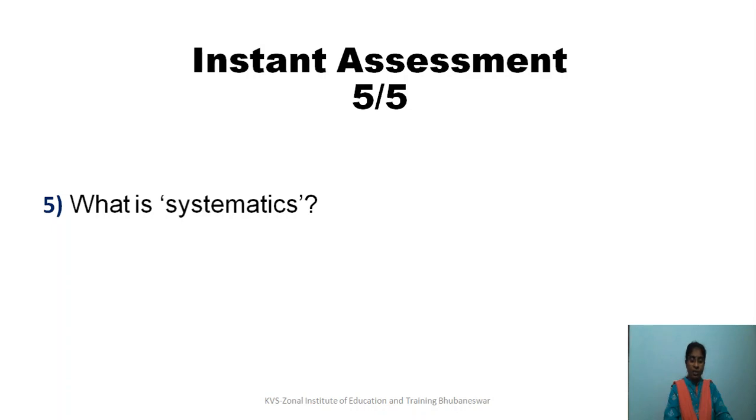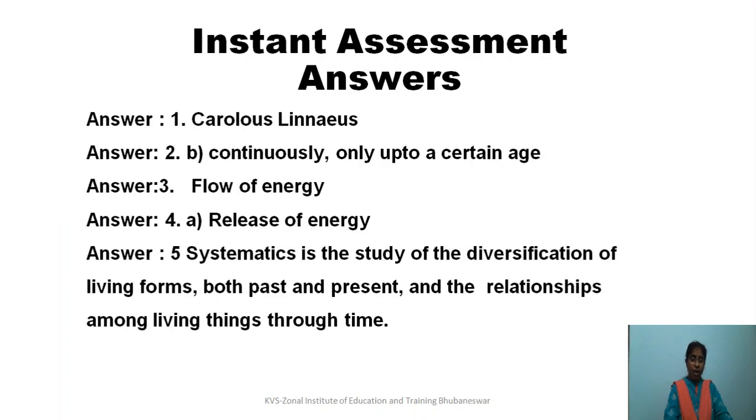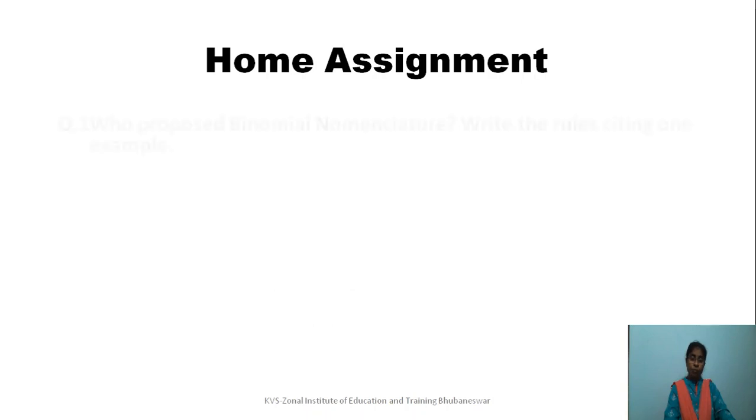What is systematics? Now the answer for the first one: Carolus Linnaeus. Second one, continuously, only up to certain age, that is, plants grow continuously, but animals only up to a certain age. Third one is flow of energy. Fourth one, release of energy is known as metabolism. Answer 5: systematics is the study of the diversification of living forms, both past and present, and the relationship among living things through time.